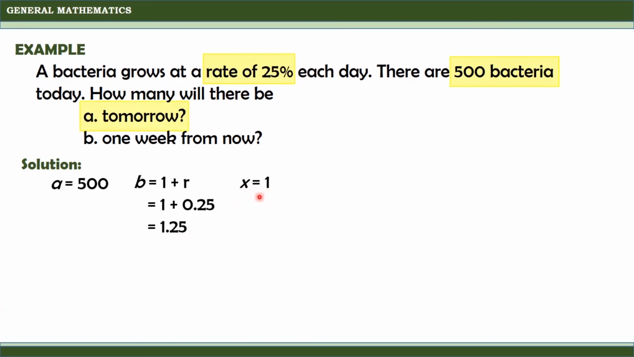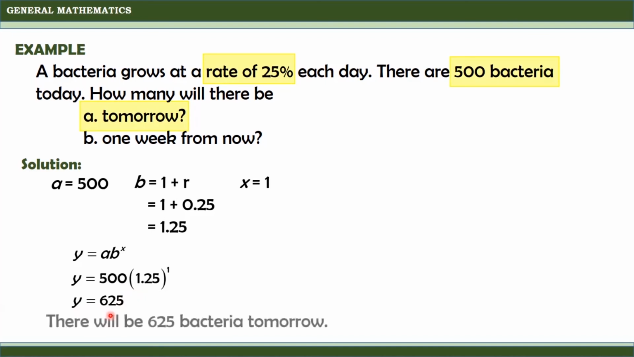Substituting the values of a, b, and x on our formula y equals ab raised to x, we will have y equals 500 times 1.25 raised to 1. Remember that 1.25 raised to 1 is equal to 1.25. So it would be the same multiplying 1.25 by 500. Therefore, we will have y equals 625. Thus, there will be 625 bacteria tomorrow.